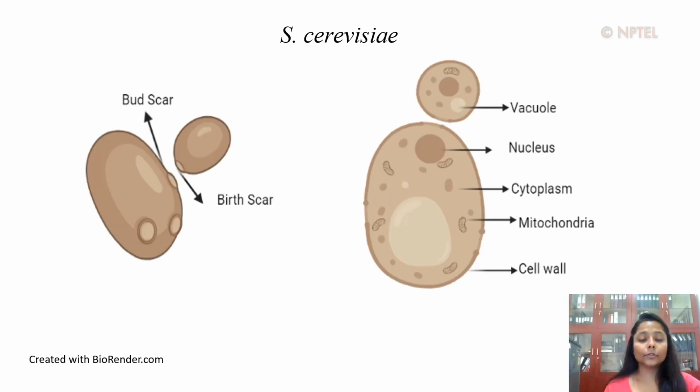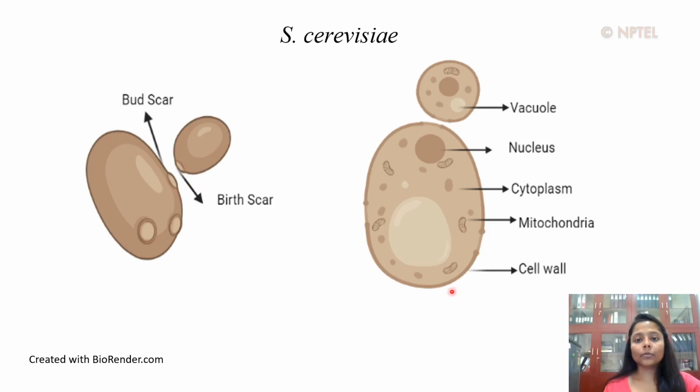This is the cartoon representation of a Saccharomyces cerevisiae cell. This is the mother cell and this is a newly formed daughter cell, which during the process of budding has left a ring-shaped deposit on the mother cell wall. These are chitinous deposits and are referred to as bud scars. A similar kind of structure is also visible on the daughter cell, and they are also referred to as bud scars.